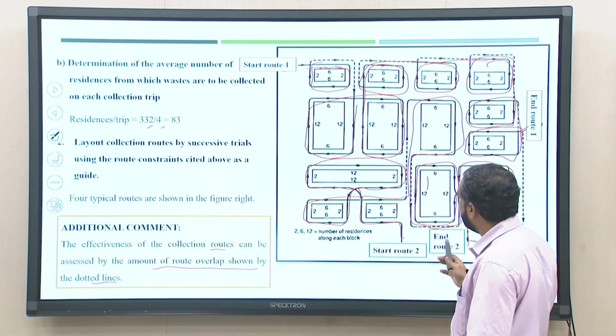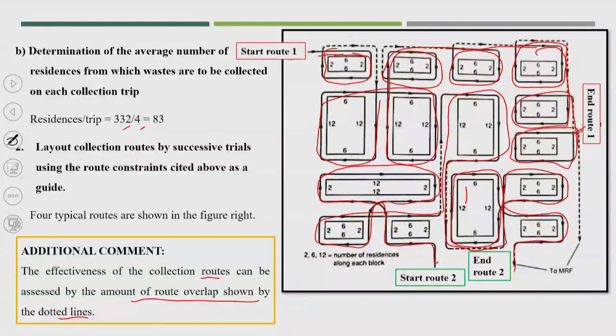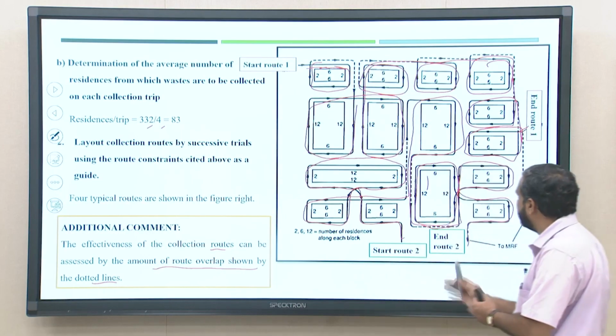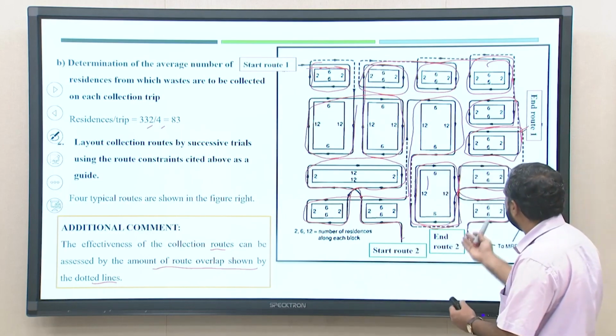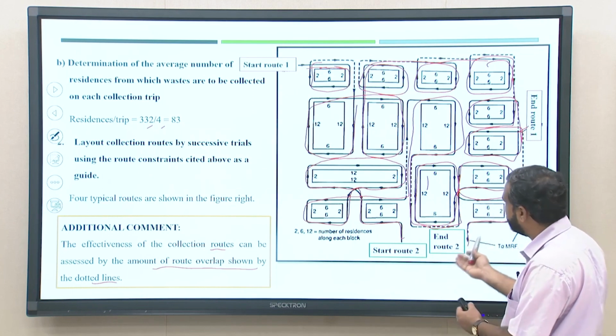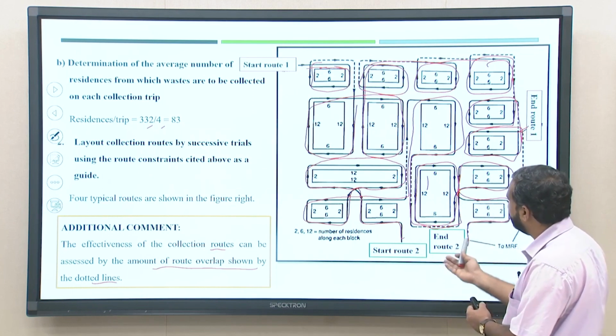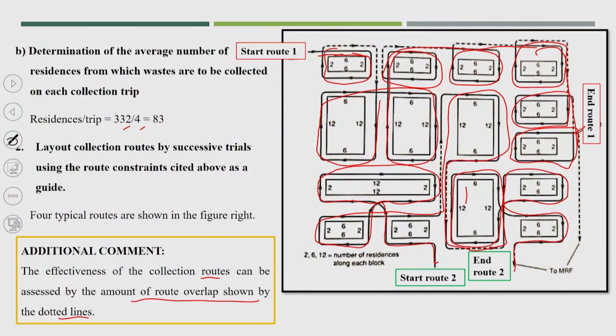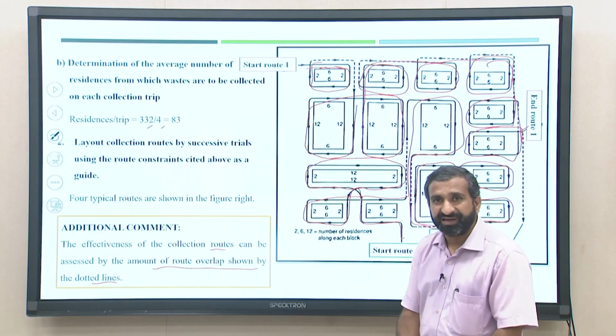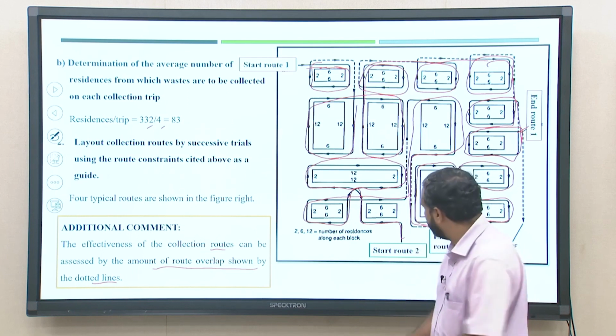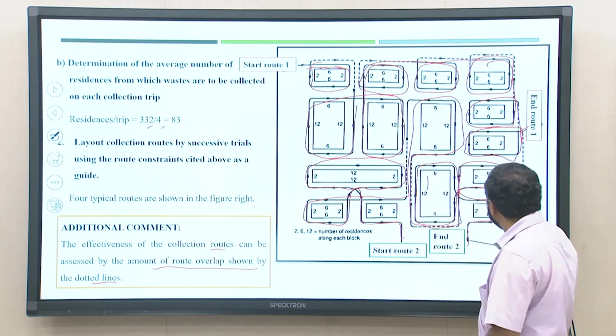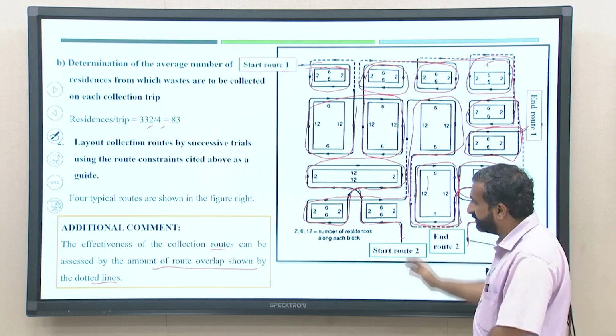We tried that from every location the waste has to be collected, and as much as possible the vehicle travels only once on a particular road. But still we have to use a few roads 2 times or 3 times. Based on that we can finalize the different collection routes. Here we took one example of a starting collection route and an ending collection route.